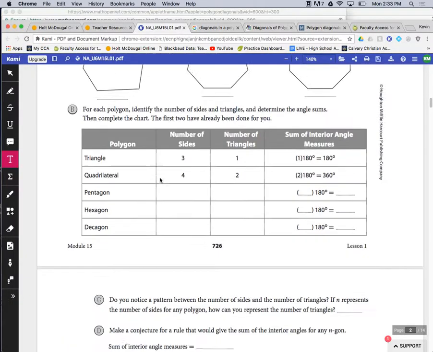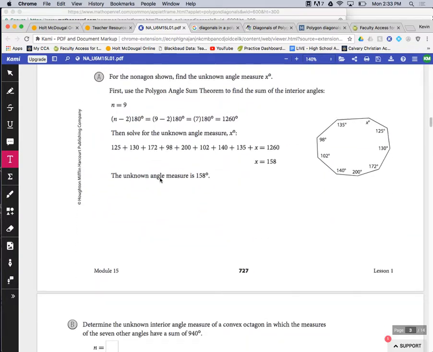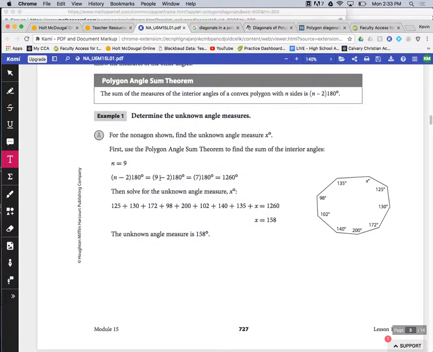But now let's take a deeper look at this. Okay, Polygon Angle Sum Theorem. The sum of the measures of the interior angles of a convex polygon with n sides is n minus 2 times 180. It's just exactly what I said to you. The Polygon Angle Sum Theorem is exactly what I just said, it's just written there.